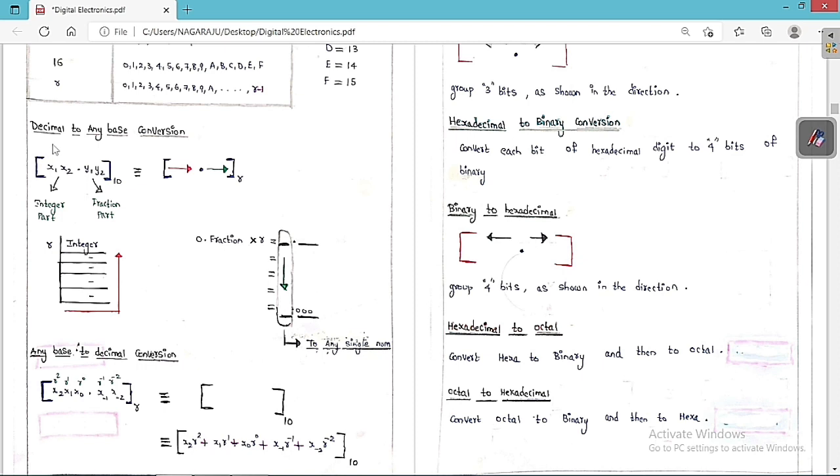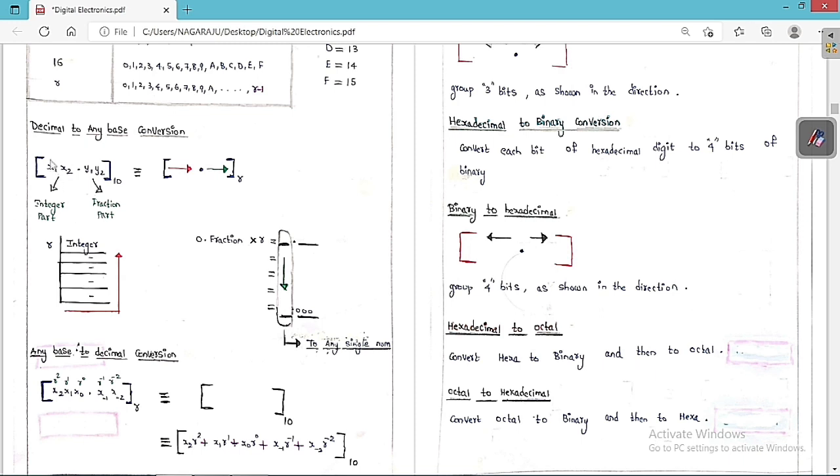So now let me tell you about decimal to any base conversion. Suppose the question gives me a decimal number and I want to convert it into any other general base. Then what is the procedure? It's very simple. Let me assume this is a decimal number system. For the decimal number system, the radix is 10.